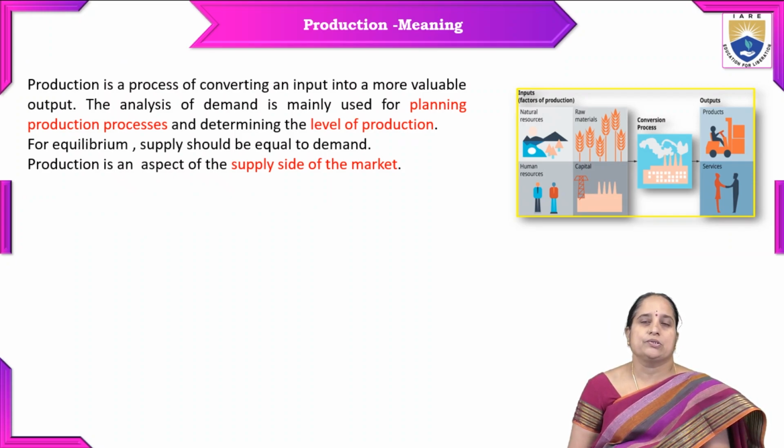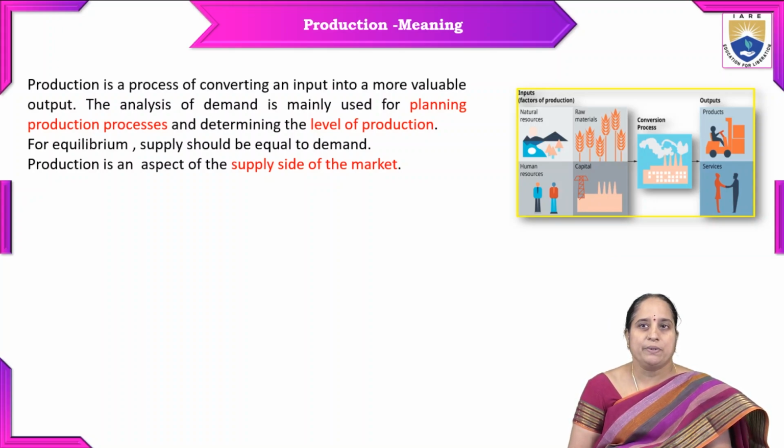What is the meaning of production? So production means it is a process of converting an input into a more valuable output. So the transformation of inputs into outputs is known as production process. So the analysis of demand is mainly used for planning production process and determining the level of production. So any manufacturing concern, they have to plan before going to produce the goods and services, how much they have to produce and what kind of process they have to use in order to produce the goods and services.